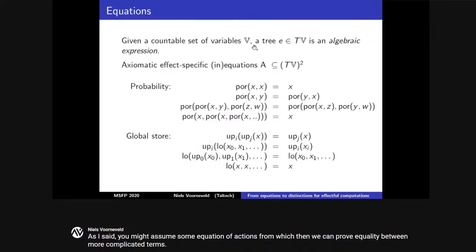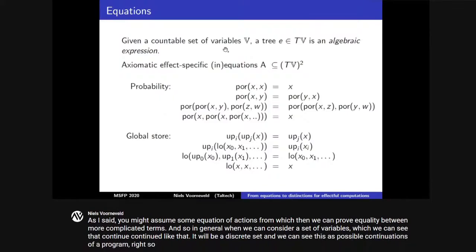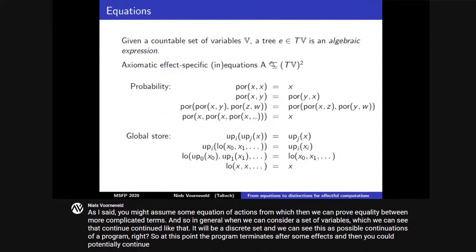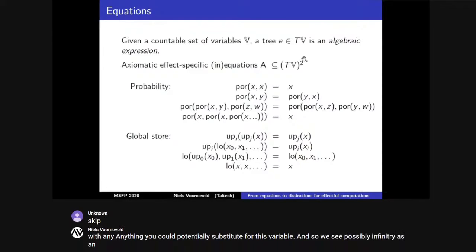And so in general, we can consider a set of variables, which we can see as x, y, z, continued like that. It will be a discrete set, and we can see these as possible continuations of a program, right? So at this point, the program terminates after some effects, and then you could potentially continue with anything you could substitute for this variable. And so we see a possibly infinite tree as an algebraic expression.